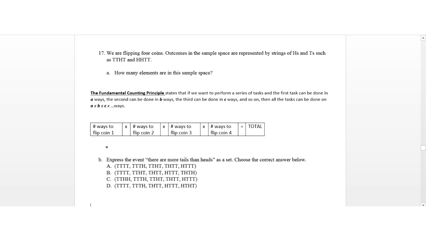So using the fundamental counting principle, we know that we have 4 separate coins. So we have coin 1, 2, 3, and 4. Each coin can be flipped either for heads or tails. So the number of ways that each coin can be flipped is 2. And after multiplying 2 times 2 times 2 times 2, that gives us 16. So we have a total of 16 elements in this sample space.